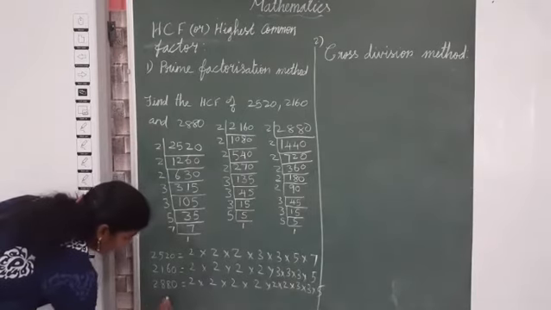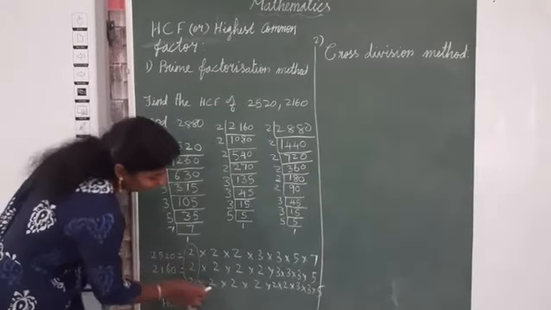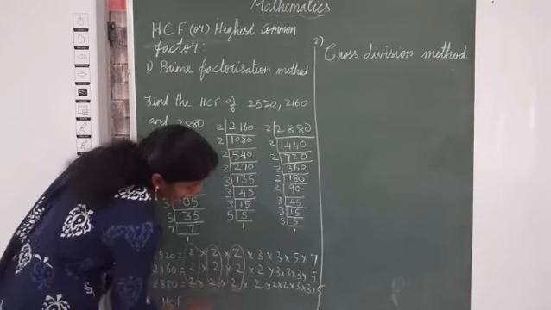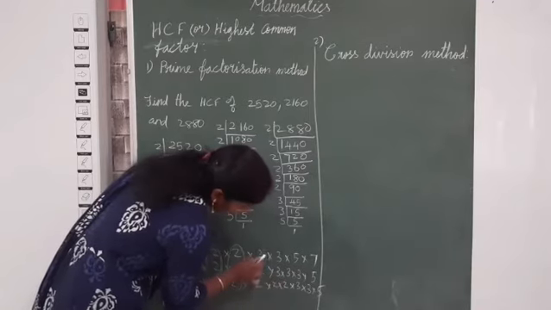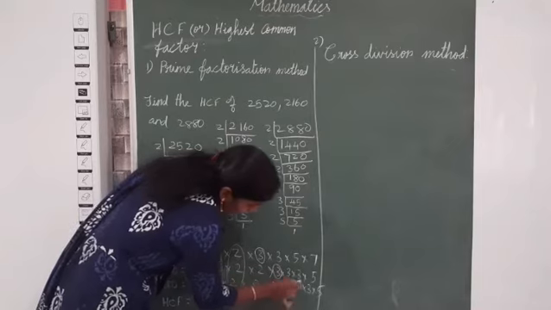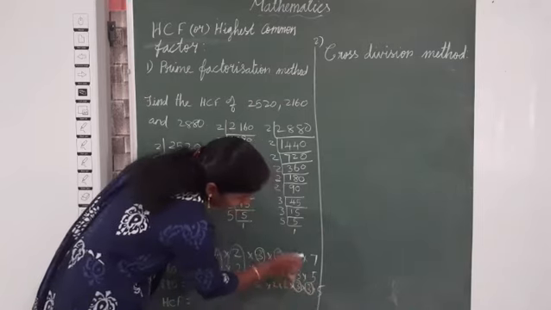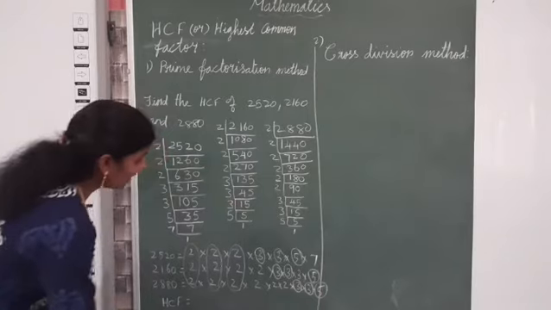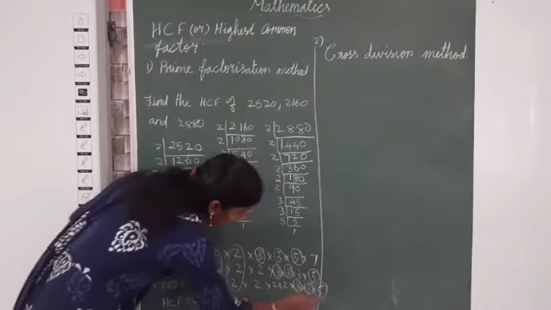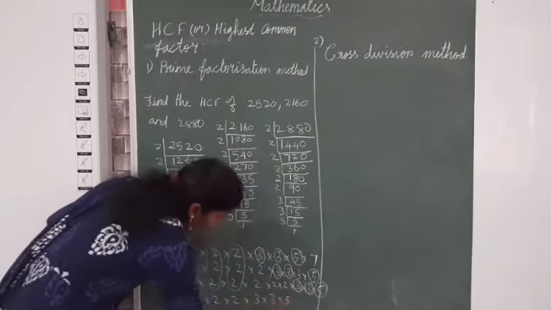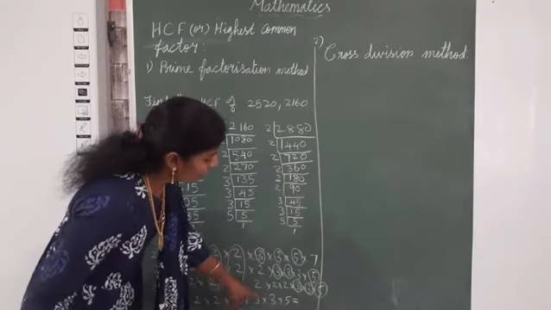Okay, therefore HCF is equal to, what are the common factors? 2 common, 2 common, 2 common, then 3 common, 3 common, and 5 common. Now we can write the common factors: 2 into 2 into 2, then 3 into 3 into 5. Now we can multiply. 2 times 2 is 4, 4 times 2 is 8. 8 times 3 is 24, 24 into 3.